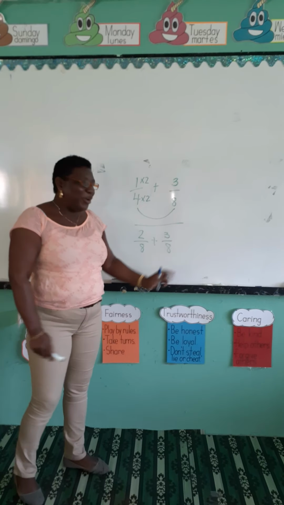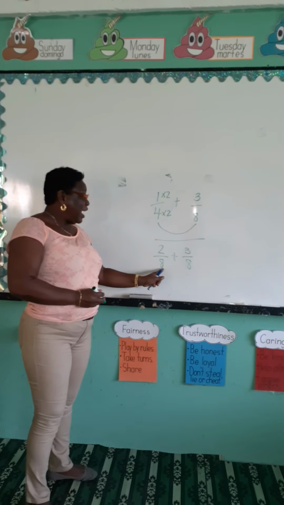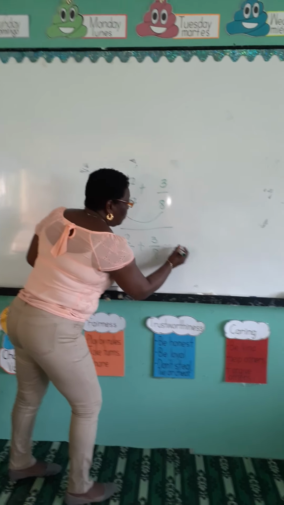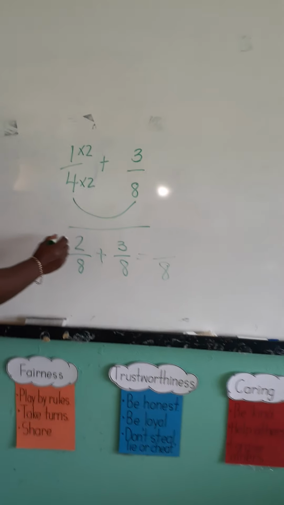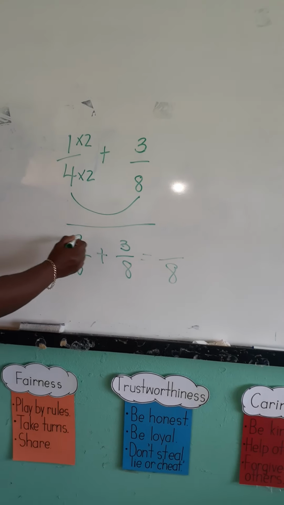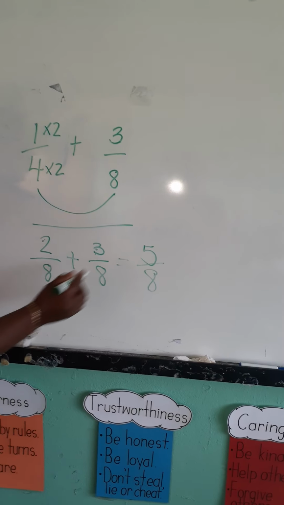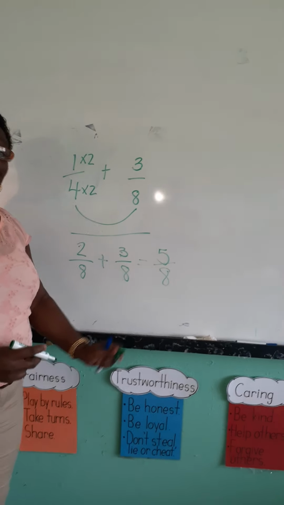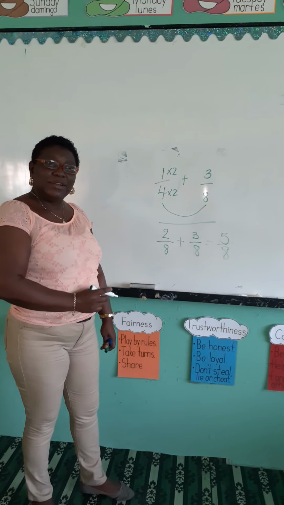So, now we can add. Because the denominators are the same, our answer will have the same denominator. So we add the numerators. 2 plus 3 is 5. Our answer is 5/8. Isn't that wonderful? I think it is much easier, right?